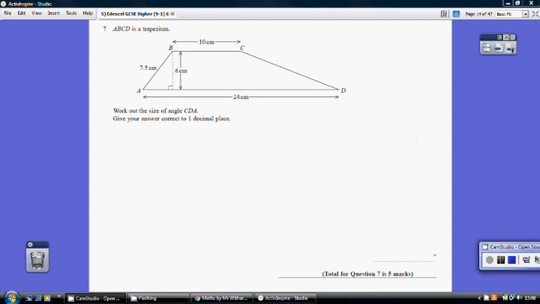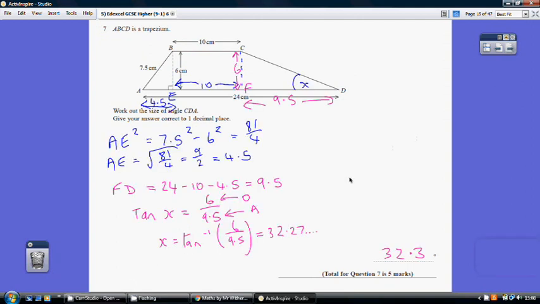Question 7. So a bit of problem solving needs to go on here. At the end of the day, we've got to work out the size of the angle CDA. So this angle up here, which I've called X. Now we're going to use trigonometry on this triangle to work out the angle.